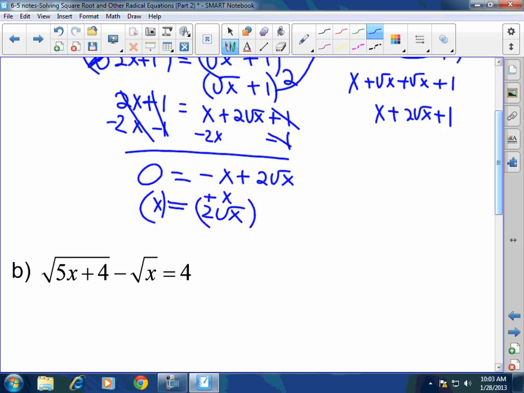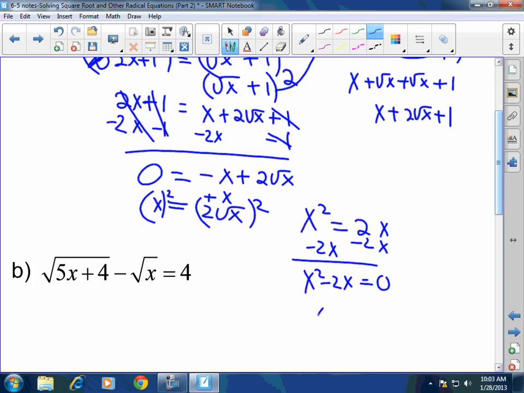Let's go ahead and square both sides. So I'm going to get x squared equals 2x. Subtract 2x from both sides. x squared minus 2x equals 0. I can factor out an x, which leaves x minus 2. Zero product property. x equals 0 and 2.